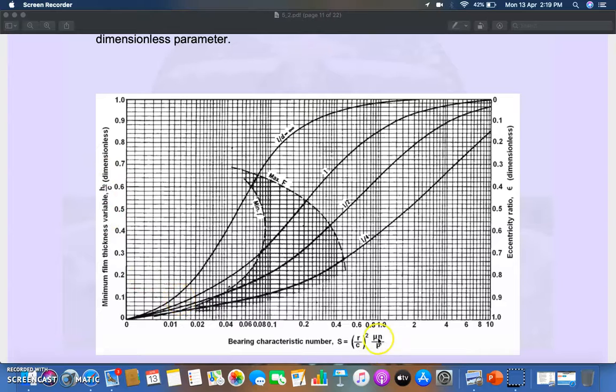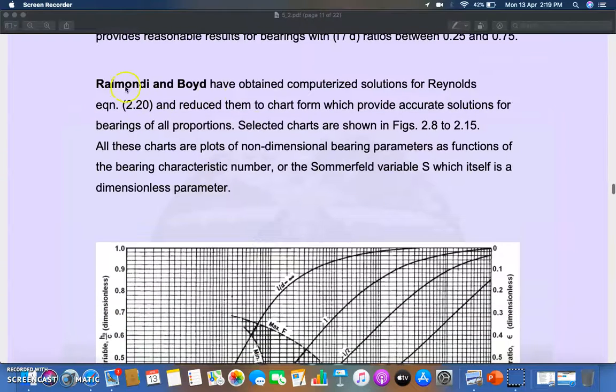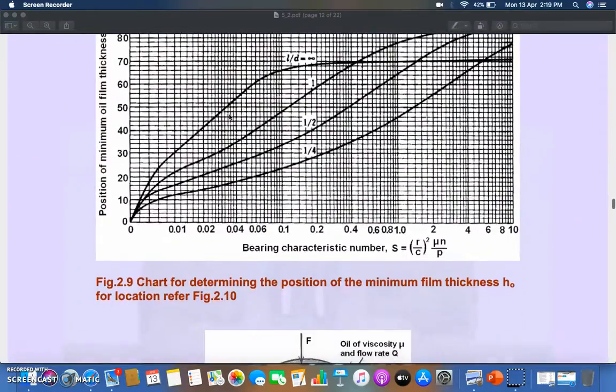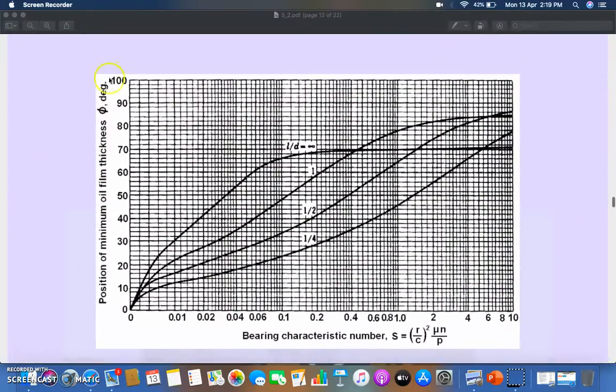So if you know the value of one term, then you can calculate the other term with the help of the Raimondi and Boyd curves. These are the computerized solutions. And similarly, here is another one, the position of minimum film thickness phi, which you can calculate if you know the value of the bearing characteristic number, which is (r by c) whole square into mu N by p. This is the whole term which we have seen in Petroff's equation, the formula of friction. If you multiply this by 2 pi square, then you will get the value of friction as per Petroff's equation.